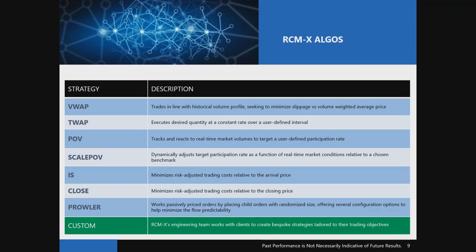Lastly, I'll touch on quickly, RCM-X offers the ability to build custom algos, which can be as simple as combining a couple algos. For instance, you say, I don't know, I want to trade based on a certain percentage of volume until a certain indicator or threshold is met. When that happens, I want to switch over to a prowler-based algo or something along those lines.